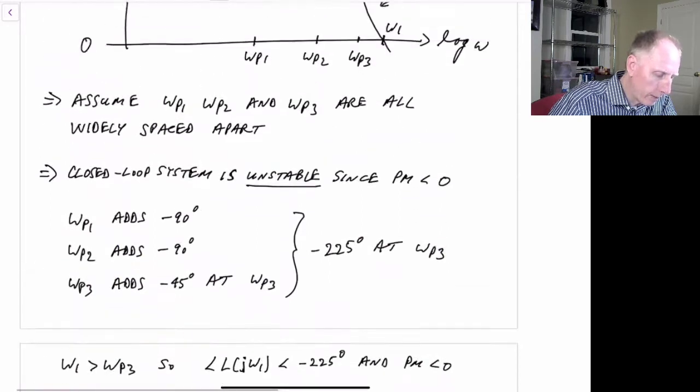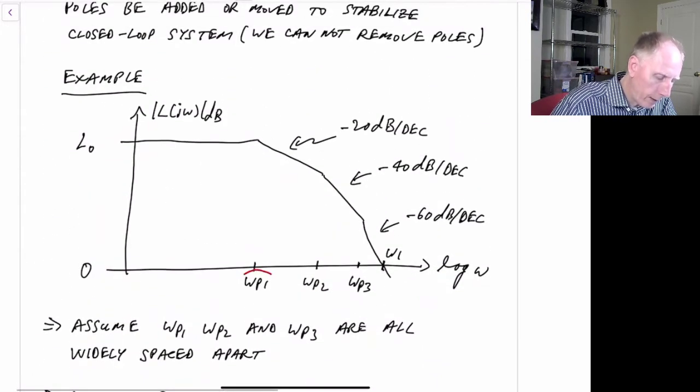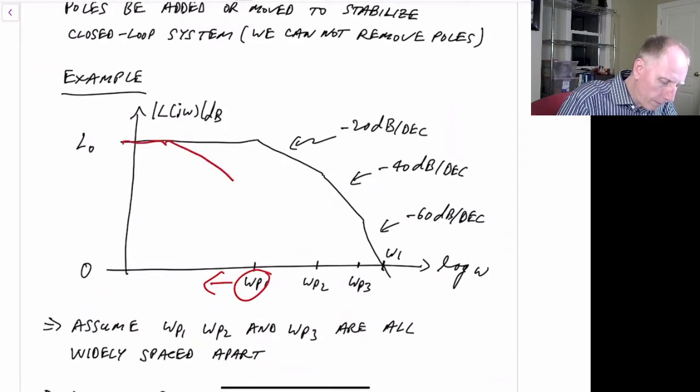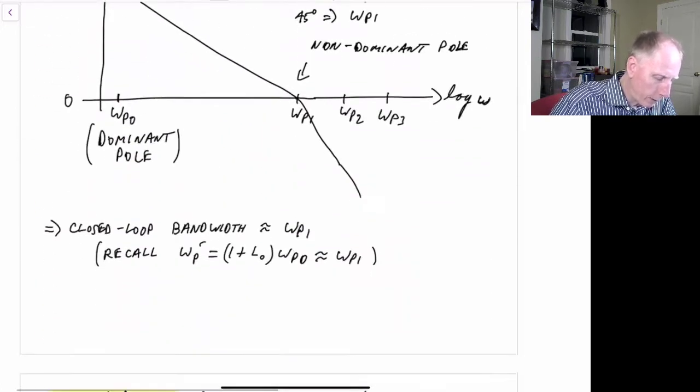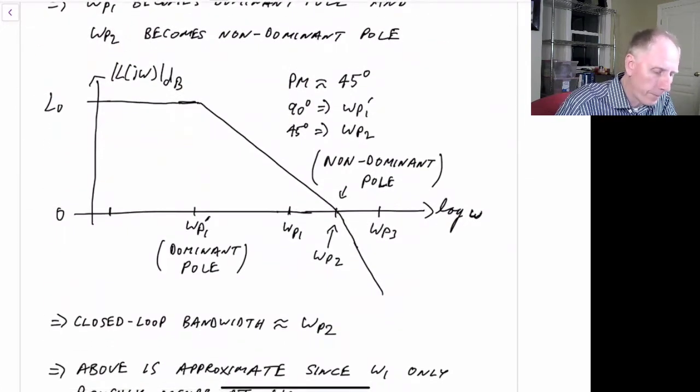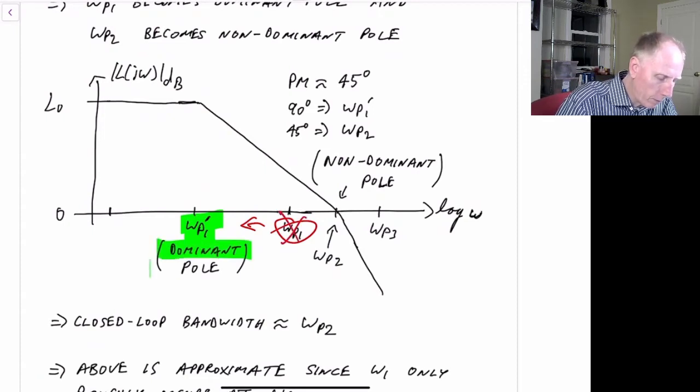So what we'll be doing is taking this pole here and moving it to the left, so that once we finish that, omega 1 will occur around omega p2. Graphically that will look something like this. So we have omega p1, which has moved to the left to become omega p1 prime. So this pole has been moved to there, so we don't have to worry about it as a pole anymore. And this now becomes our dominant pole, omega p1 prime.